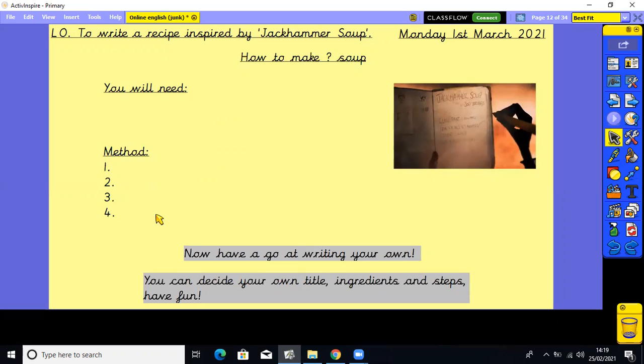So pause the video, have a go at writing your own. You can decide your own title, ingredients and steps, and I just want you to have fun with this because it's something a little bit different and everyone enjoys writing a recipe. So remember, you can look back at my example and you can look back at the structure if it helps you as well, but I've laid it out how you will in your books. So pause the video and have a go at writing your own revolting recipe using your junk vocabulary. Off you go.